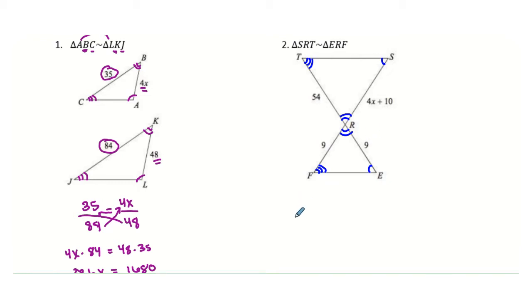So here, I can see that if I choose this 9 to start with, right here, that's going to go with this one right here, 54. And I know that because 9 is in between the 2 congruency marks and the 3 congruency marks. And 54 is in between the 2 congruency marks and the 3 congruency marks. So that means this 9 will be over 4x plus 10.